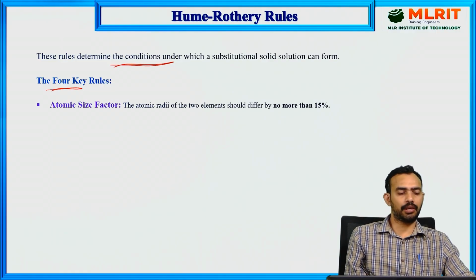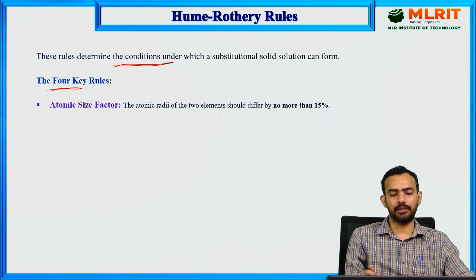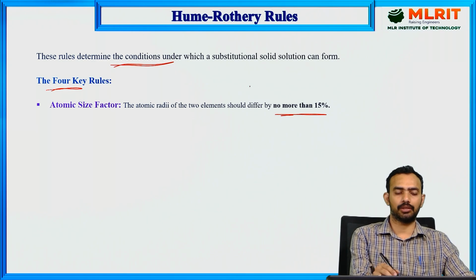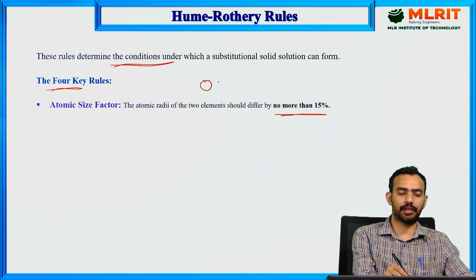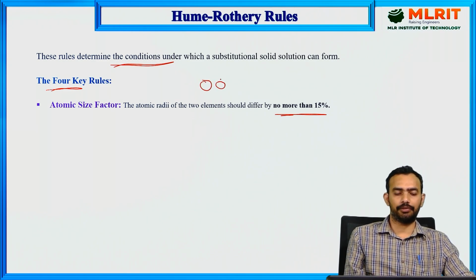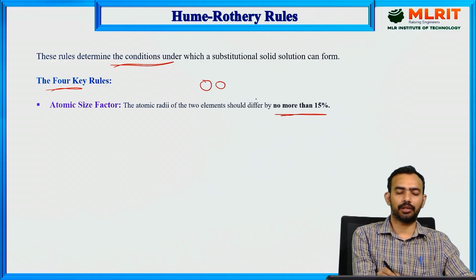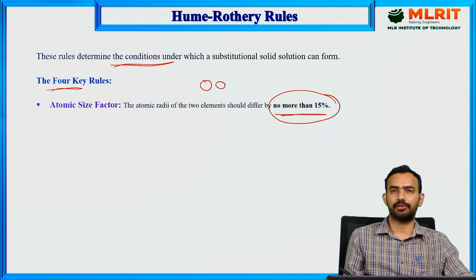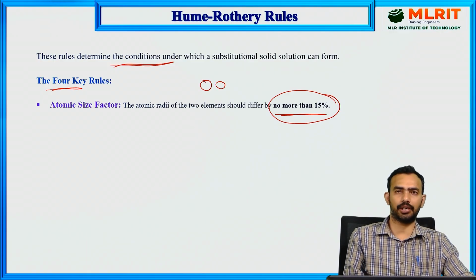So the first one is the atomic size factor. The atomic radii of two elements should differ by no more than 15%. If you look at the solute atom radius and the solvent atom radius, their difference should be well within the limits of 15%. The difference should not cross 15%. That is the first condition.